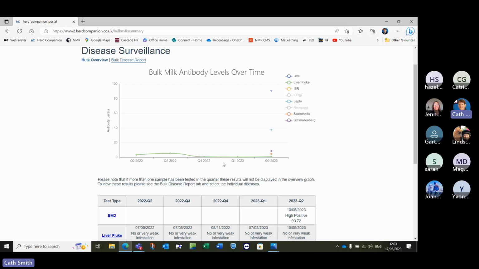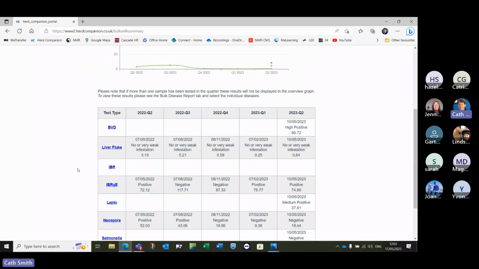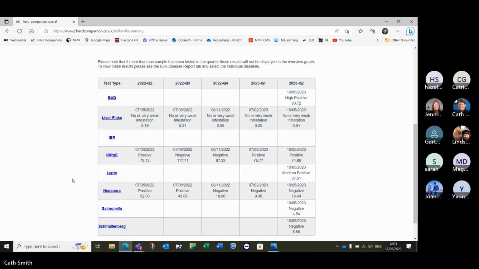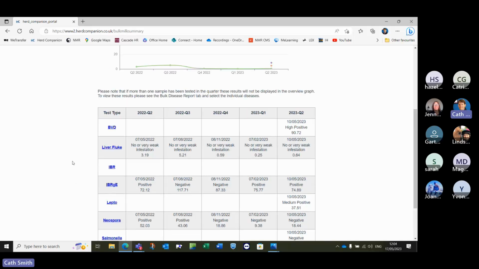So that's on there. All of your results will, of course, come into Herd Companion as they're tested, and you've got more detail here on these particular interpretations of results as well. So, I mean, there isn't an awful lot to show you, but that is the level of detail you've got, which is quite good anyway.